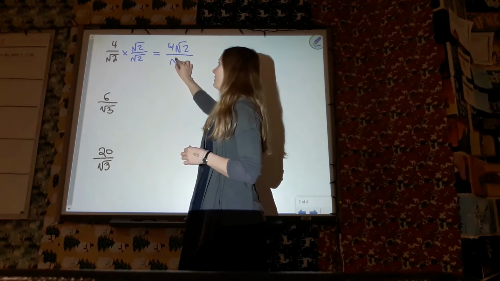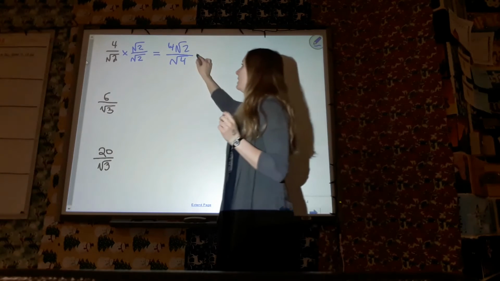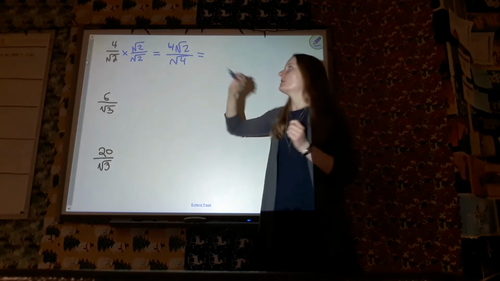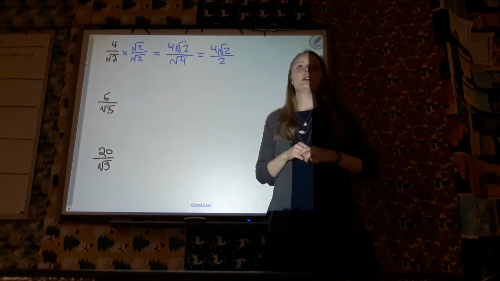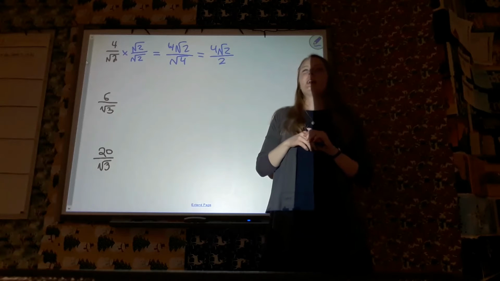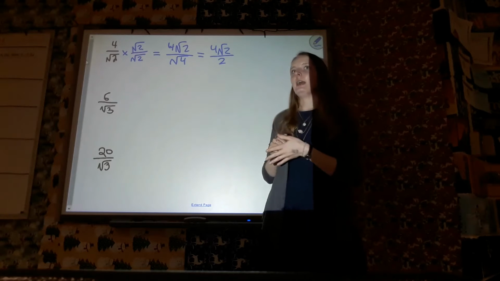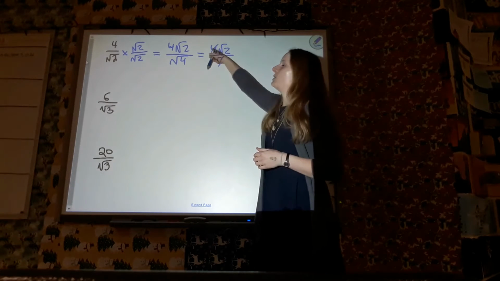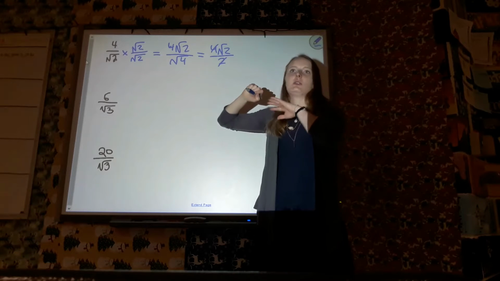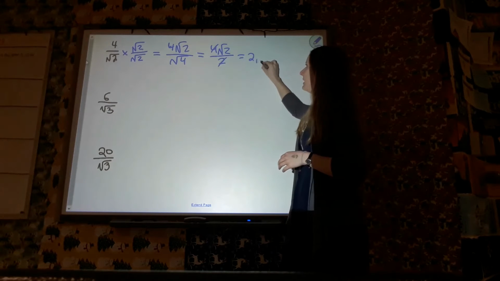Square root of 4. When you multiply radicals, you just multiply the inside. And so what is the square root of 4? 2. So your answer would be 4 square root of 2 over 2. And then if you can cancel anything that's outside of the radical, you would. So is there anything that I could simplify in terms of a fraction? If I can divide these two numbers, I can. Anything that's inside the radical can't be changed anymore, but if you can simplify both of those, then you can.